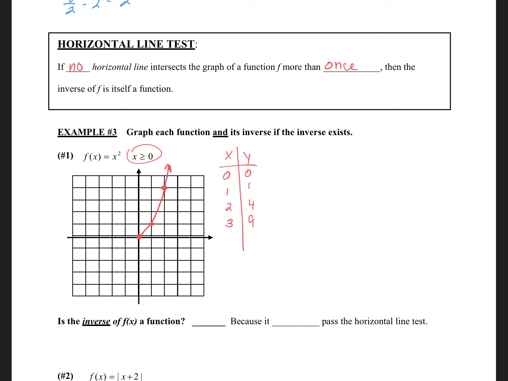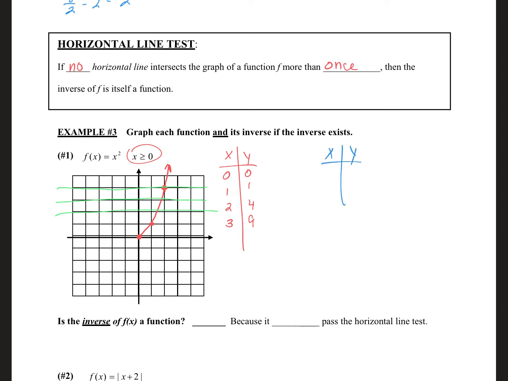So if we use the horizontal line test, so if we draw horizontal lines through our graph, okay, we see that each line is only intersecting the graph of our function once. So what that means is the inverse of f of x is also a function. So let's graph that.